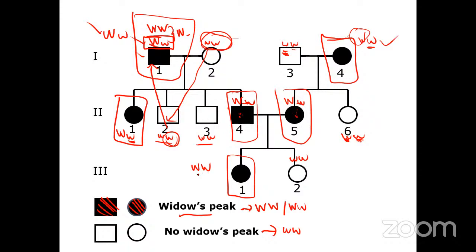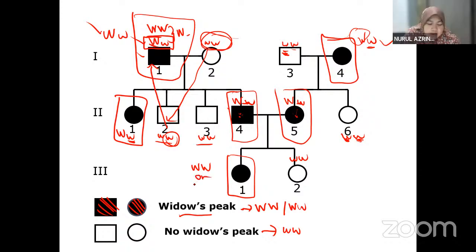Capital W dengan small w. Yes, and she might also carry capital W, small w. Sebab dia dapat satu capital W daripada ayah and mungkin one small w daripada mak. Ataupun one capital W daripada mak, one small w daripada ayah. Okay, so the person 3-1 can be either capital W, capital W or capital W, small w.